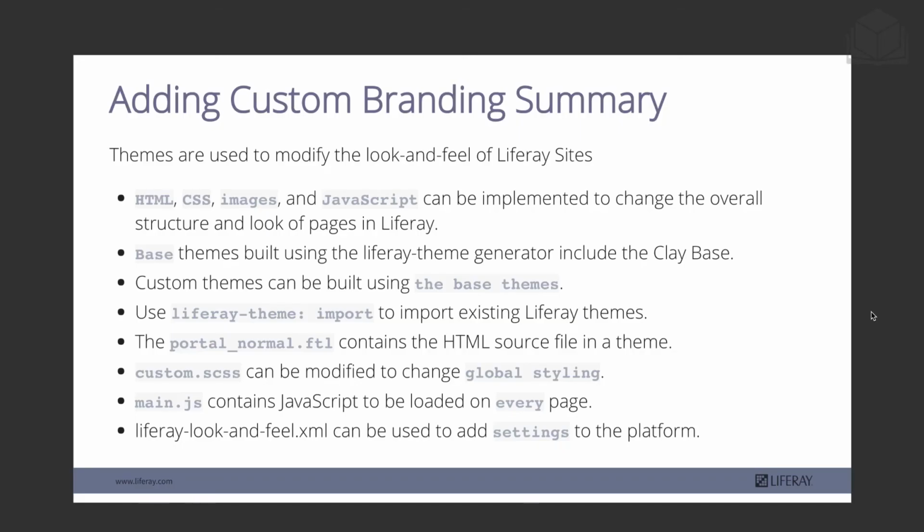If we want to import existing Liferay theme projects into our NPM process, we can use that Liferay theme import. But for our purposes right now, the portal normal FTL is going to be the main source file for our HTML. And as we'll see a little bit later on, our custom SCSS and main.js are going to be the main source files for CSS and JavaScript. And then we can also modify the Liferay look and feel XML for some settings that we can add to the platform as well. So we'll go ahead and continue on here in the next few videos, and we'll take a look at adding CSS, JavaScript, and we'll add some configuration and themelets as well.